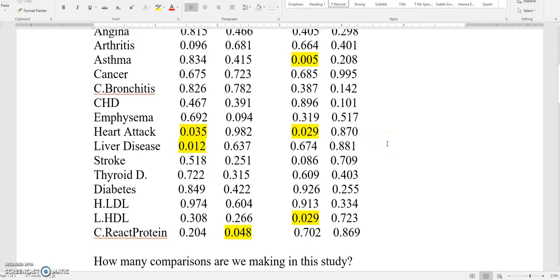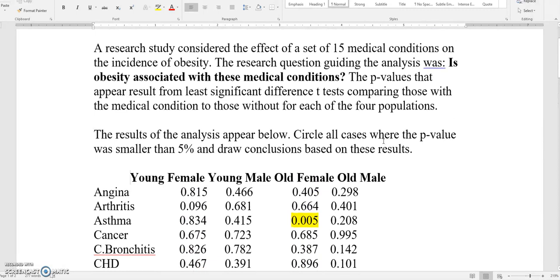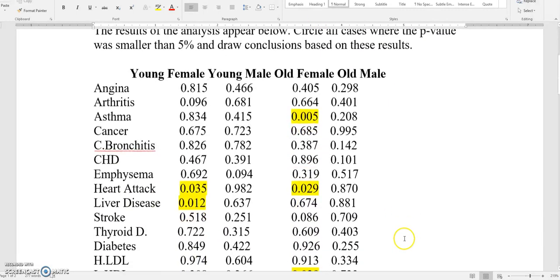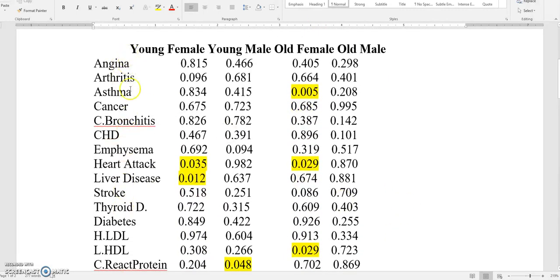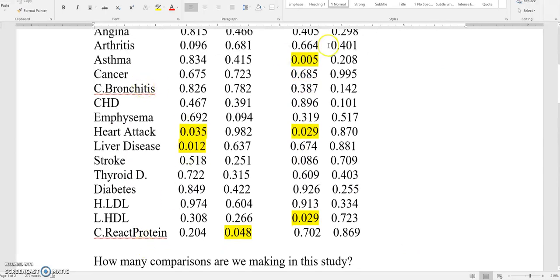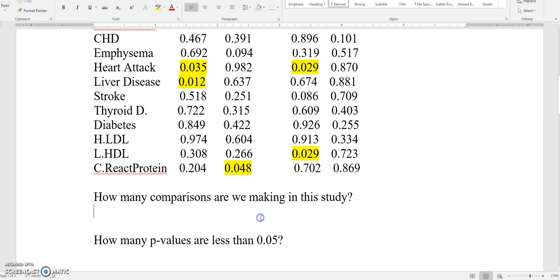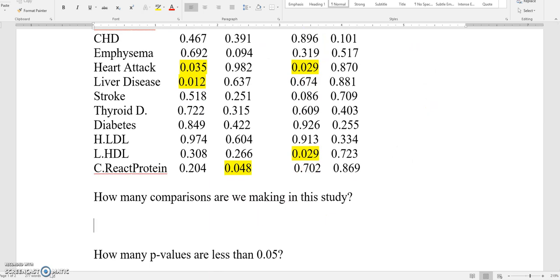Okay, so how many comparisons are we making in total for this study? Well, we had 15 medical conditions. So there's 15 things listed here. And then we have times 4, because we have 4 populations. So in all, we are making, I will type this out as we go, 4 times 15 equals 60. In class, you would have all figured this out on your own, and I know you can.